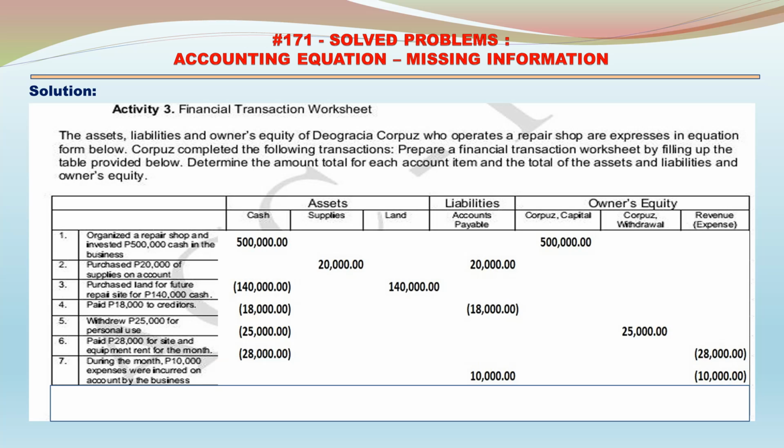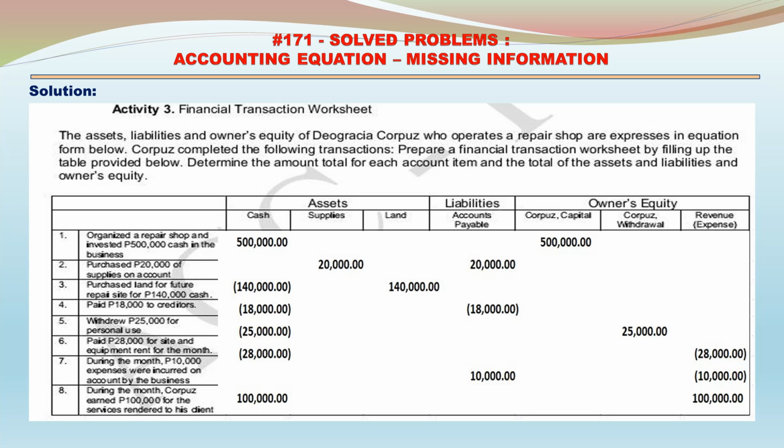Transaction 7. During the month 10,000 expenses were incurred on account by the business. Accounts payable increased by 10,000 and the expenses incurred are also 10,000. Transaction 8. During the month Corpus earned 100,000 for the services rendered to his client. Cash increased by 100,000 and the revenue increased by 100,000.